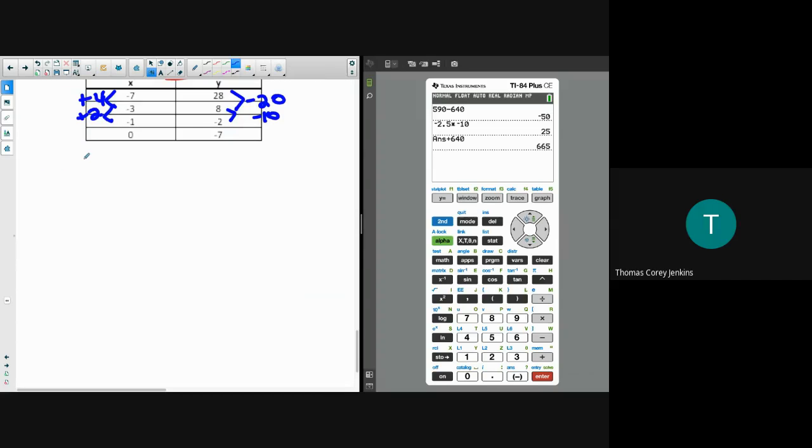So negative 20 over 4 is equal to negative 10 over 2, and I'm going to stop for a second and let that all get caught up. That should all be equal to negative 5 over 1. So my slope is negative 5.